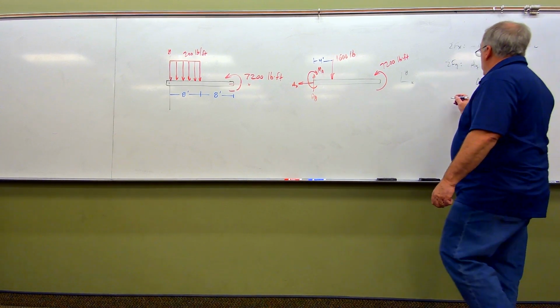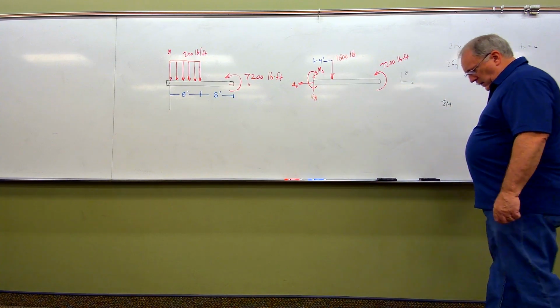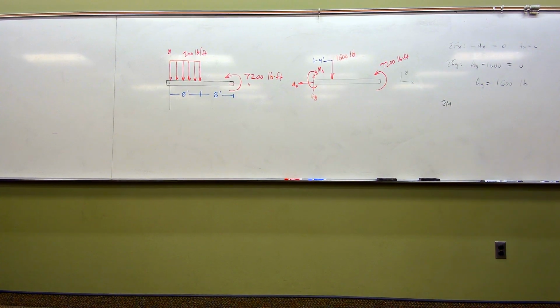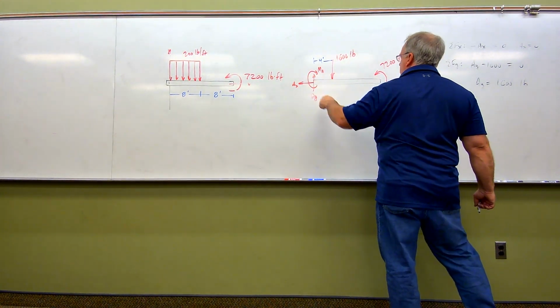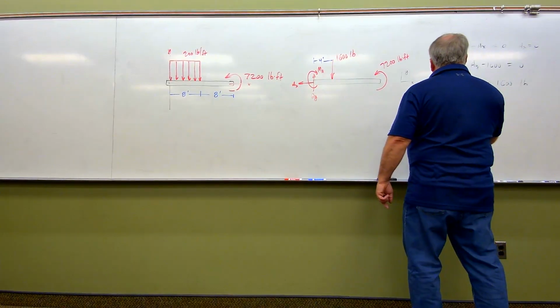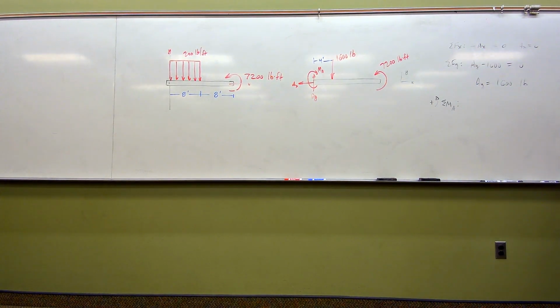So let's sum moments. Again, we already know that we can sum the moments about any place we want to. It doesn't make a bit of difference where. How about we just choose point A? If we choose point A, we're taking this out of the picture, that out of the picture. So I'm going to sum my moments about A, reminding myself that counterclockwise is positive.